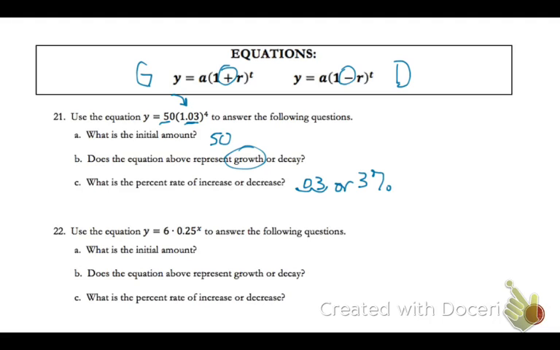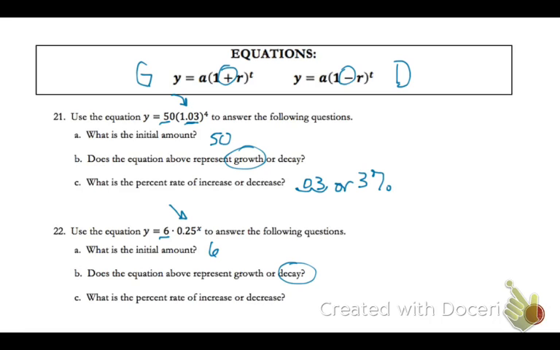Now in number 22, we have a similar equation. Y equals 6 times 0.25 raised to the x. So the initial amount is going to be in the same location. So this situation starts with an initial amount of 6. Does it represent growth or decay? Notice that this number that's being raised to the power is less than 1. That means some number has been taken away from 1, subtracted, so this is a situation of decay.